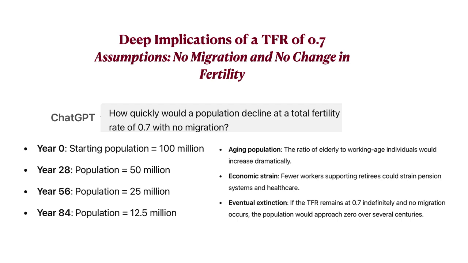There are some deep implications of a total fertility rate of 0.7, as I mentioned before with the quote from Elon Musk, but just asking ChatGPT, if we assume no migration and no change, population of 100 million after 84 years will be reduced to 12 million. South Korea is about 50 million today, so we're talking about a reduction down to about 6 million or so.